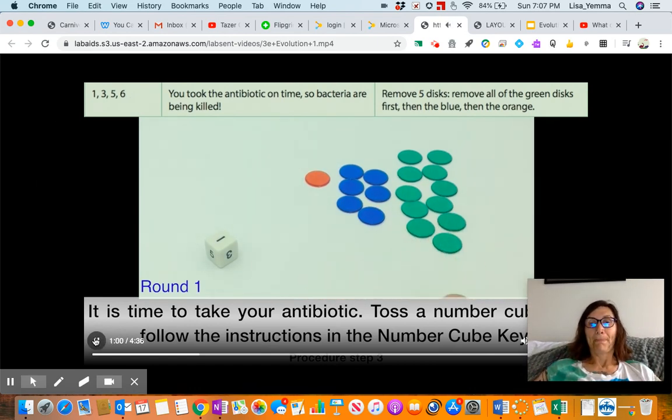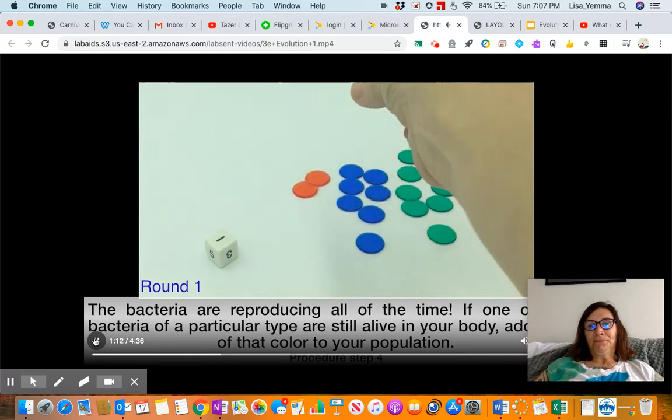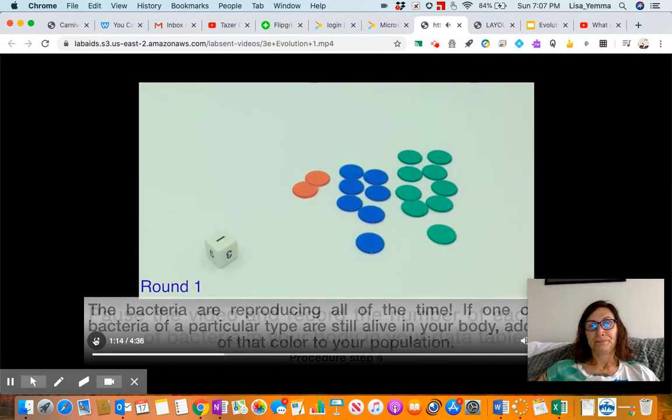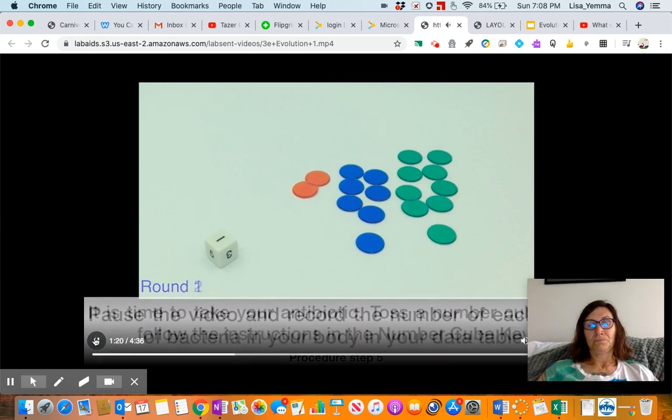Remove 5 discs. Remove all of the green discs first, then the blue, then the orange. The bacteria are reproducing all the time. If one or more bacteria of a particular type are still alive in your body, add 1 disc of that color to your population. Pause the video and record the number of each type of bacteria in your body in your data table.